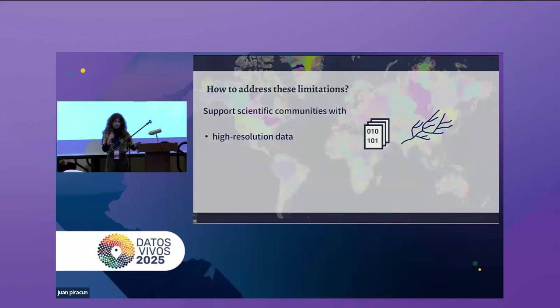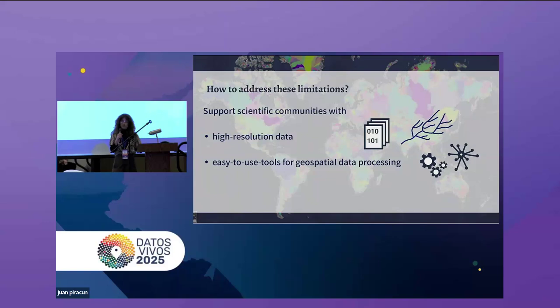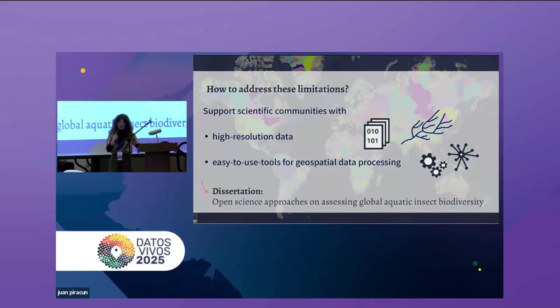So for this, as you saw from colleagues, we set out to provide scientists with high-resolution data, both species data, but also hydrographic and environmental data. And then easy-to-use, friendly and scalable tools to process this data. So yeah, this gave the name to the study, Open Science Approaches on Assessing Global Aquatic Insect Biodiversity.